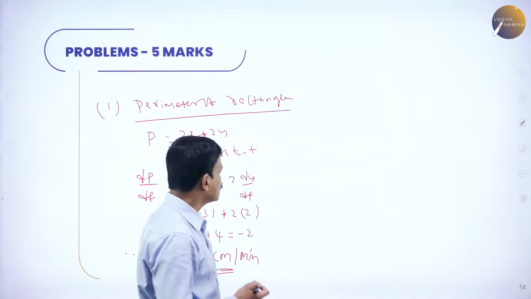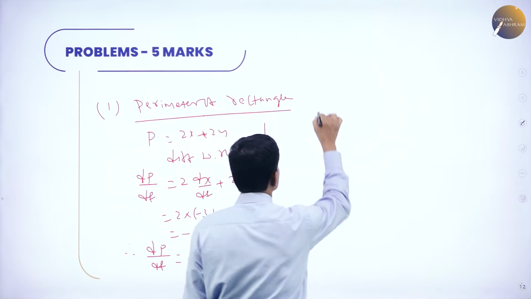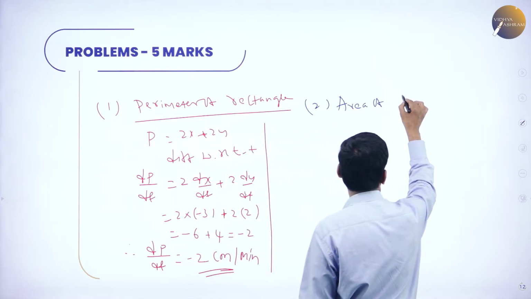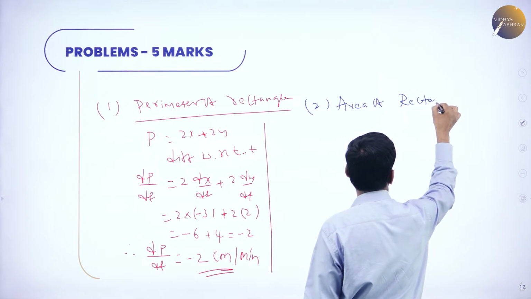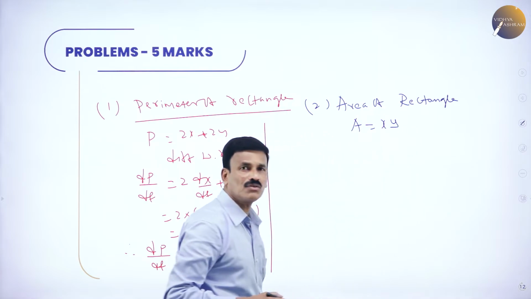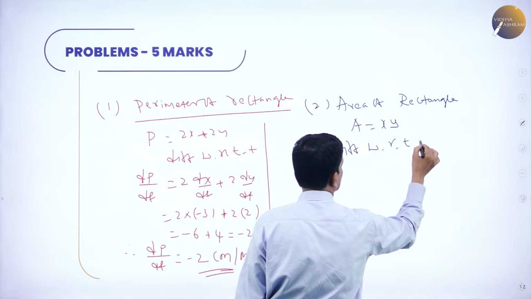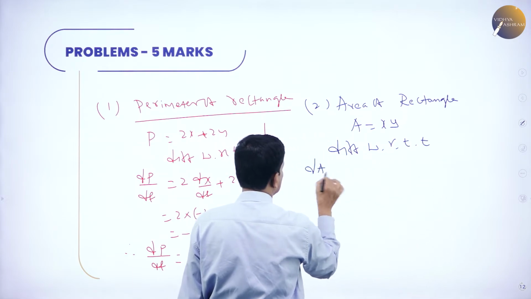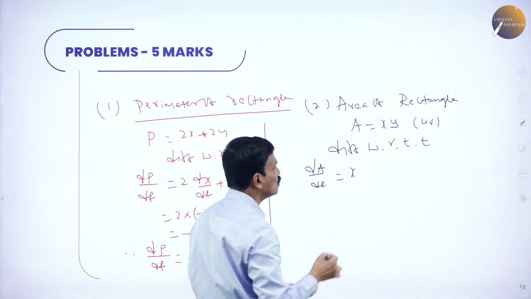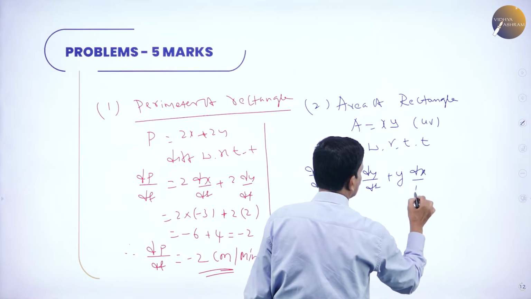Okay. Now let us come to the second part, the area of the rectangle. What is the formula? Area is equal to length into breadth, x into y. Now differentiate this. Differentiating with respect to t, dA by dt is equal to x into, using the UV method, first function, second function, product rule, x into dy by dt plus y into dx by dt.